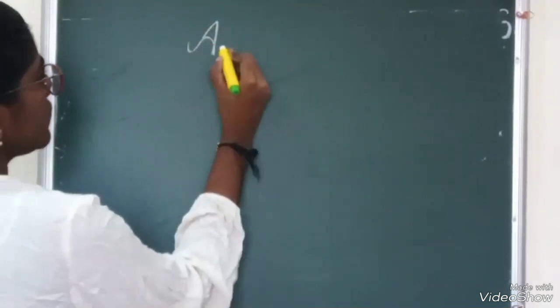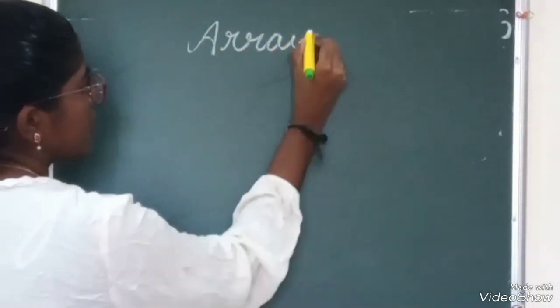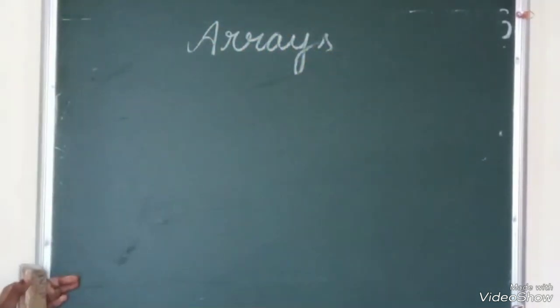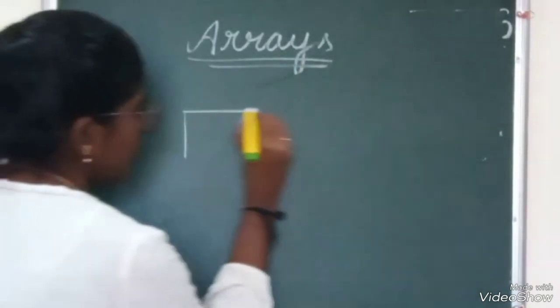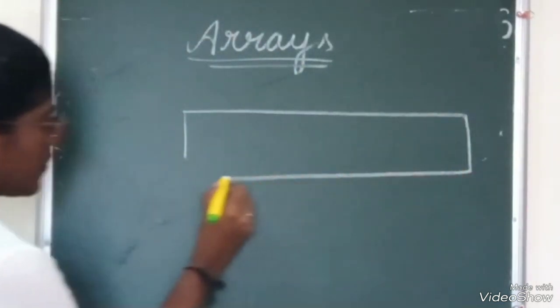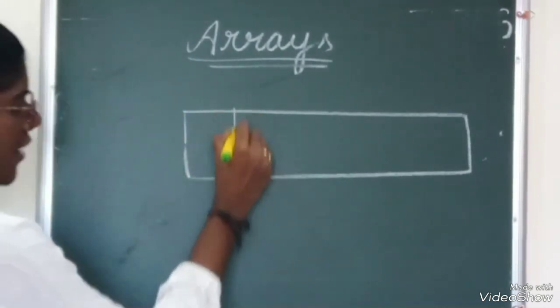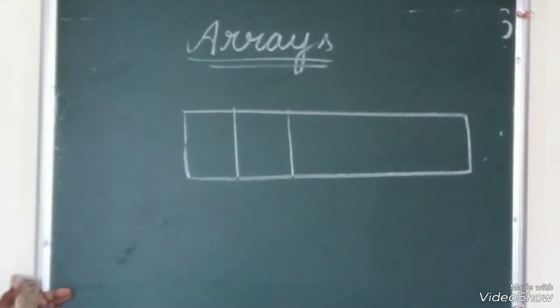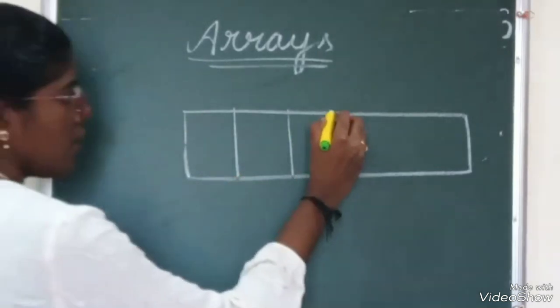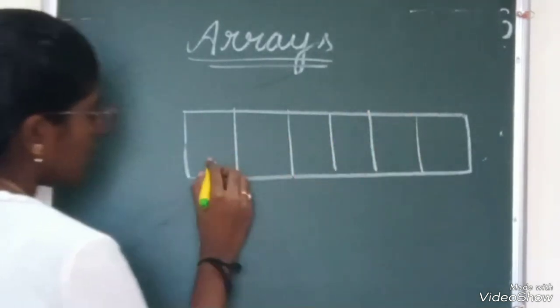So array is a type of data structure where we can store the data values we have. Basically the array is in a format like this. We have some divisions in this block. Just imagine it is like a rectangular block where we have individual blocks like this, where we can store our values.